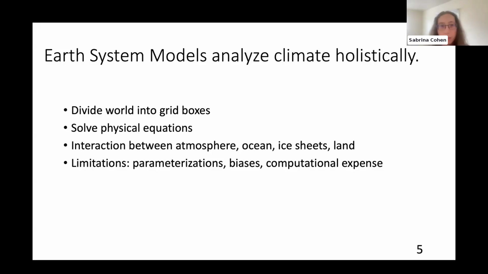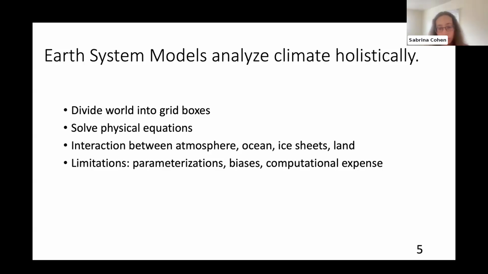I think it's also important to keep in mind that they do have their limitations. For example, if you wanted to look at the evolution of an individual storm that's a couple kilometers in scale, there's no way to do that with an Earth system model that's 100 kilometers in scale. These Earth system models incorporate parameterizations, which are basically empirical formulas that don't directly model, for example, what's going on in clouds, cloud microphysics, that sort of thing, which are definitely important to understanding climate.